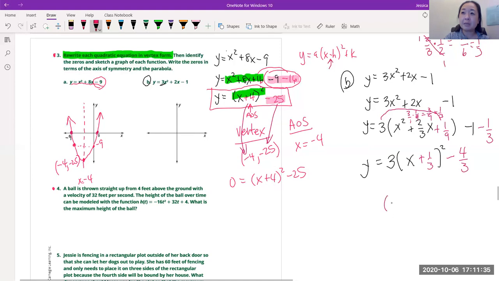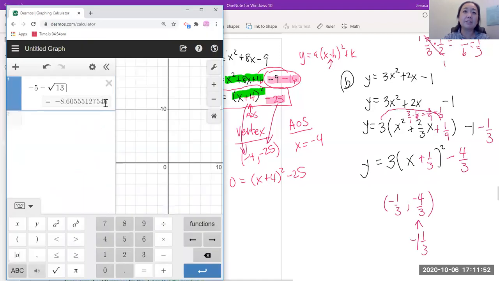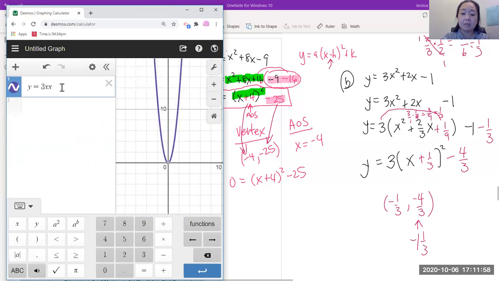So our vertex is going to be negative 1/3, right? It's opposite of what we're seeing there. And then negative 4/3. If you want to write in here negative 1 1/3, that's fine. Okay. And we're going to just check it on the graph just to verify, because that is fractions and you never know about fractions, right? Y equals 3x squared plus 2x minus 1.